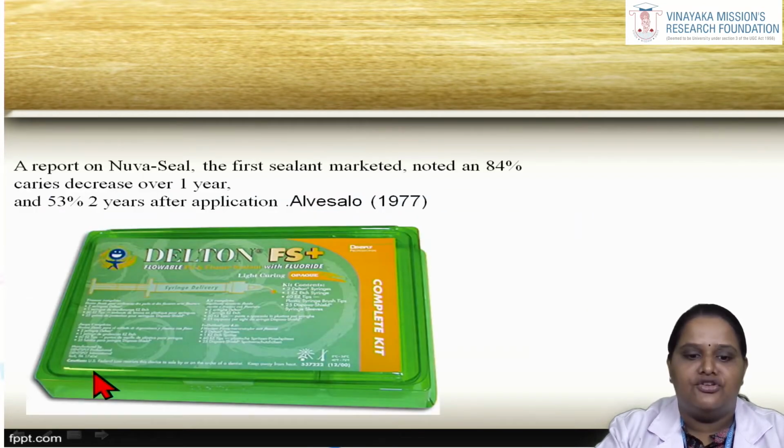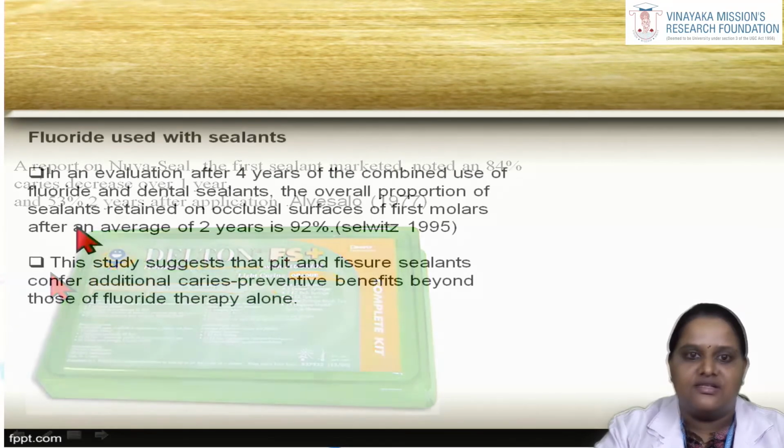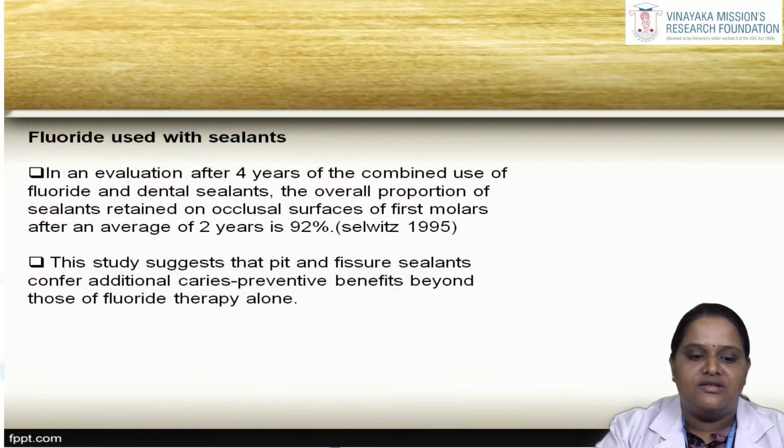A report on Nuva Seal, the first sealant marketed, noted an 84% caries decrease over 1 year and 53% at 2 years after the application, and this was reported by Alvizalo in the year 1977. So next is fluoride used along with sealants.